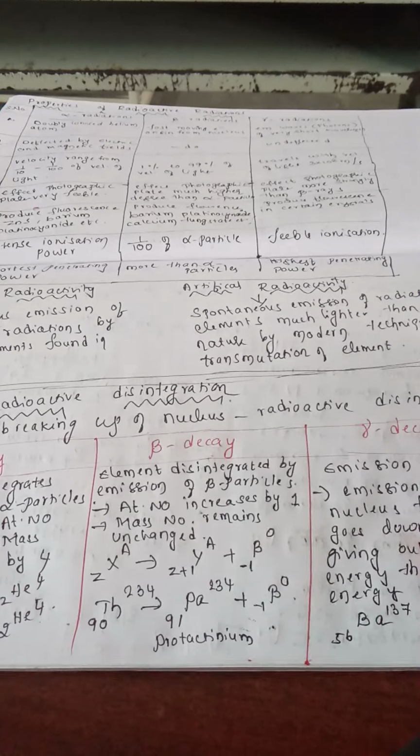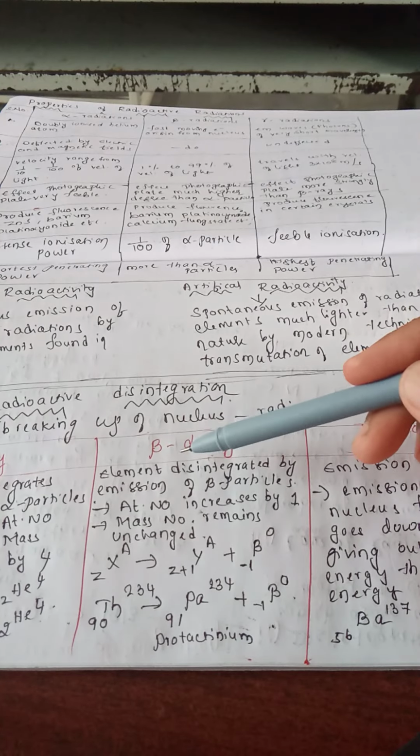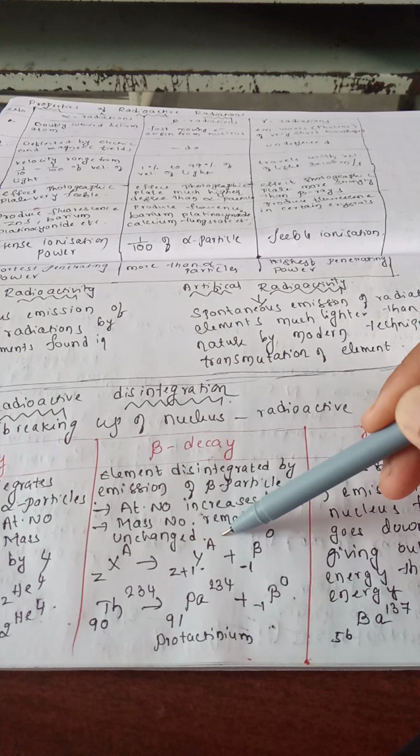Now next, let us move to beta decay. If a radioactive element decays or disintegrates by emission of beta particles, we call it beta decay. The atomic number here increases by 1, and the mass number remains unchanged.